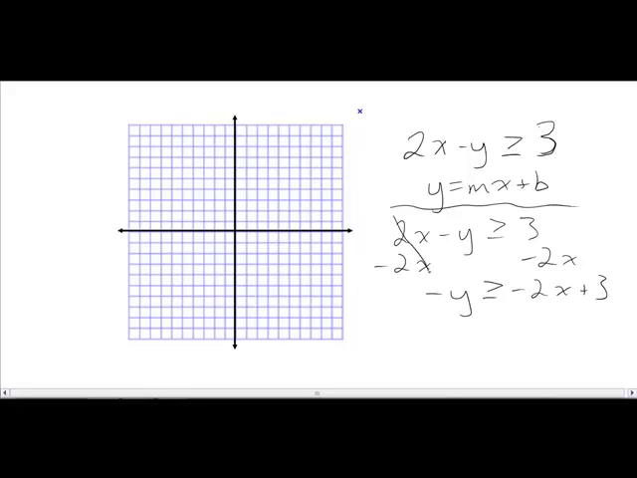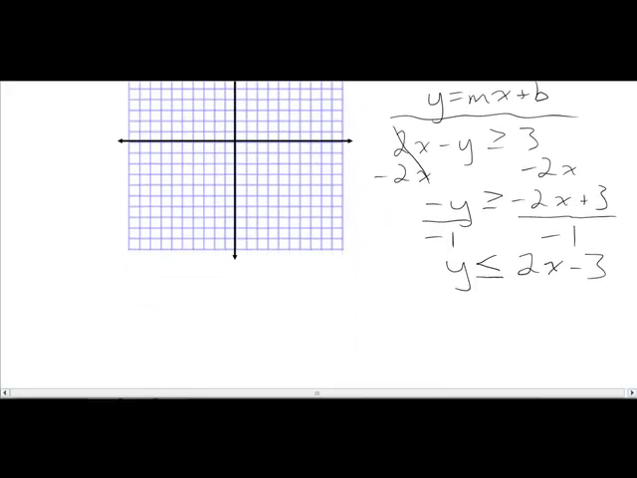Now, be careful here. I have to divide everything by a negative 1 to get rid of that negative y. Now, remember, when you divide an inequality by a negative, that flips the direction of the inequality symbol. So now I have y is less than or equal to positive 2x minus 3. Notice I changed all of my signs. So this right here is the inequality I am looking to graph.